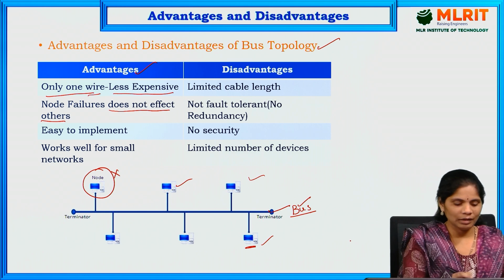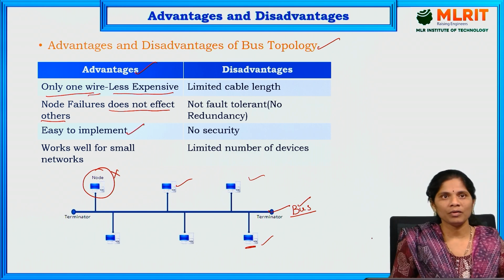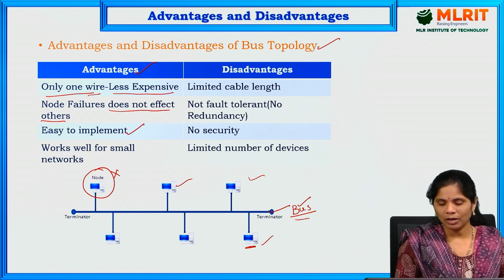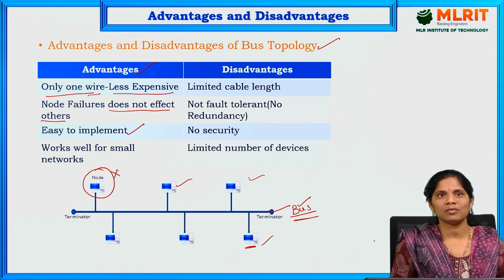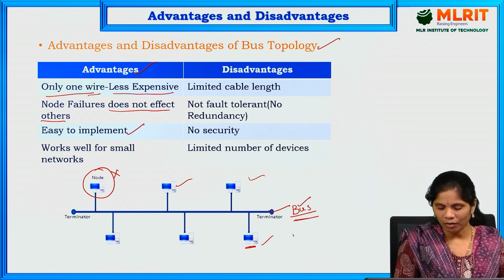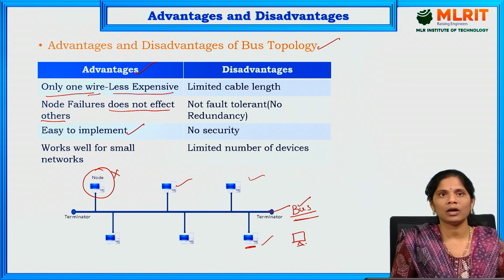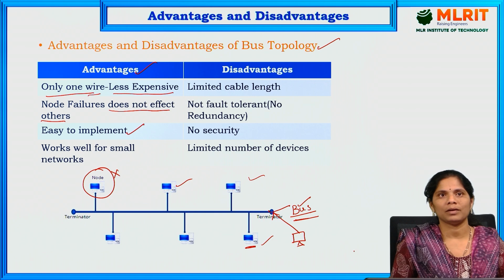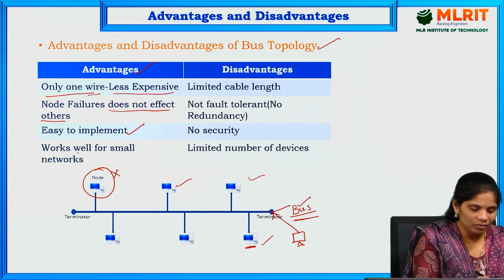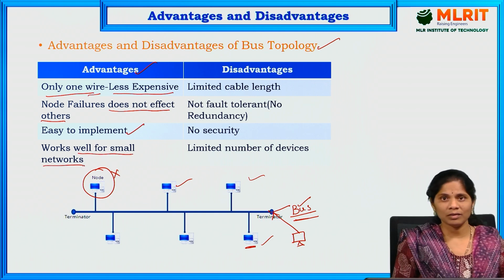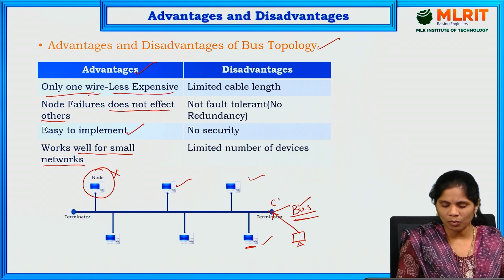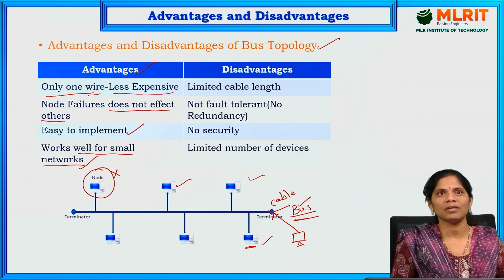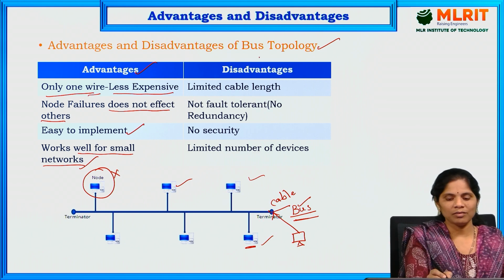Next, it is easy to implement. How is it easy to implement? All devices are connected to this particular bus only, so if you want to add one more device, you can easily add it. And next, it works well for small networks, because it is connected to only a single cable. These are the advantages of bus topology.